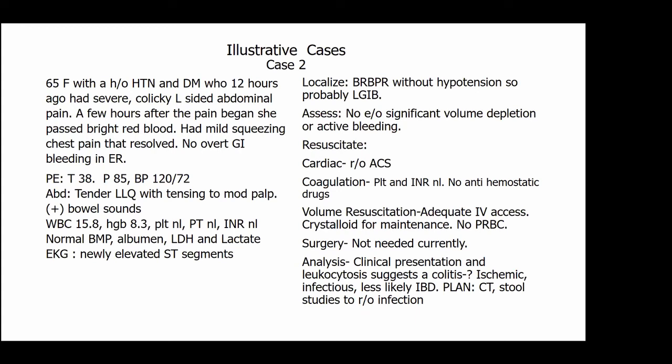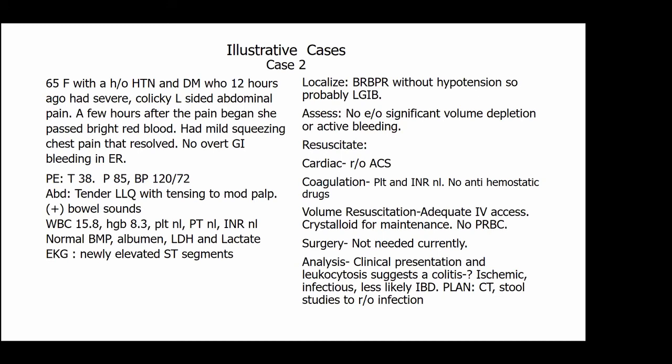As far as coagulation, PT and the platelet and INR are normal, and she's on no anti-hemostatic drugs. As far as volume resuscitation, again, always make sure they have IV access. Crystalloid can be used for maintenance. She does not need packed cells, as her hemoglobin is more than 8. Surgical consultation, not needed currently.